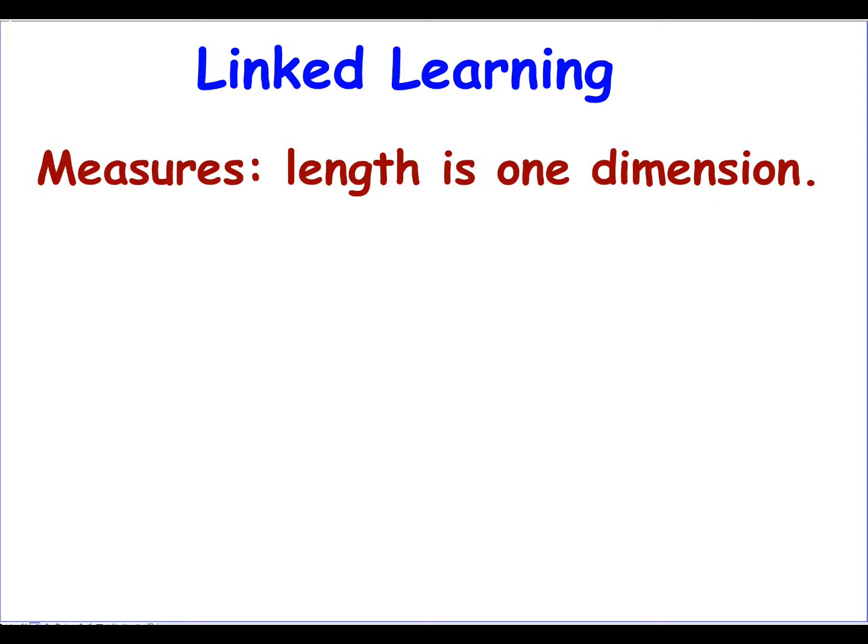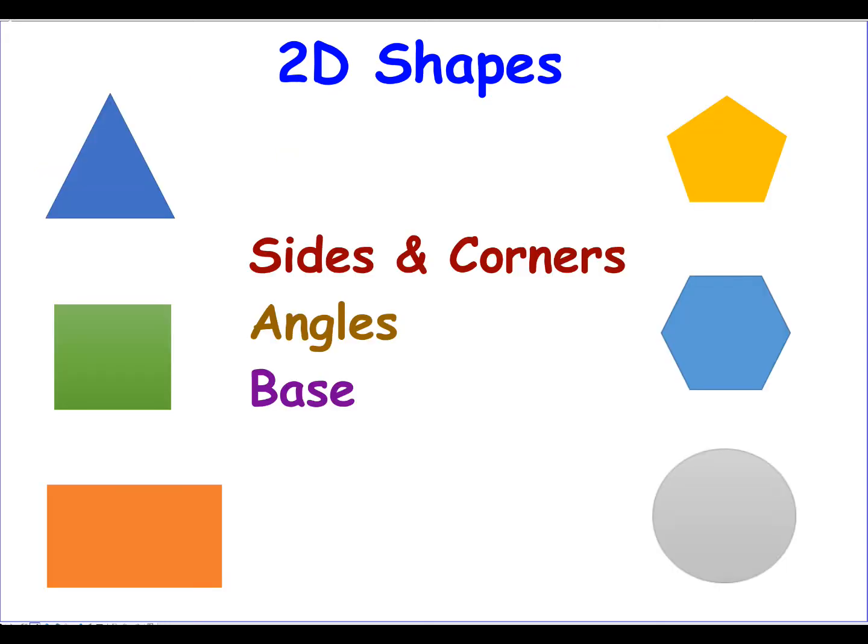The linked learning relates to measures and the fact that we've already talked about one of the dimensions of shapes when we talked about length. When we're describing our two-dimensional shapes, there are some buzzwords we need to use to describe the shapes. For examples, sides and corners, angles, and base.